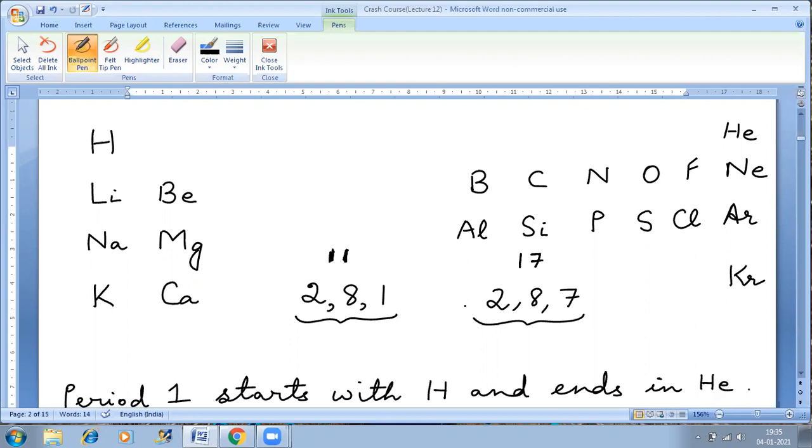So from sodium till chlorine, I'll say that the size is decreasing. From sodium to magnesium, the size decreases. Again, from magnesium to aluminum, the size decreases. Again, from aluminum to silicon, the size decreases. Again, from silicon to phosphorus, the size decreases, and so on till I reach chlorine. The size goes on decreasing because the nuclear charge goes on increasing and the nuclear pull also increases. So within the same period, from left to right, the size of an element decreases.